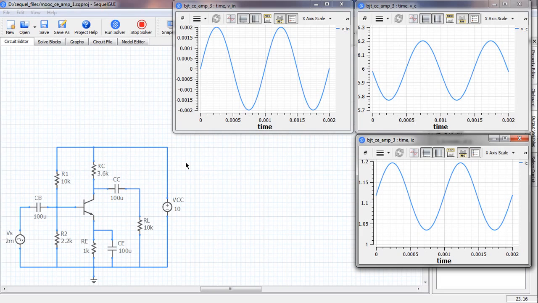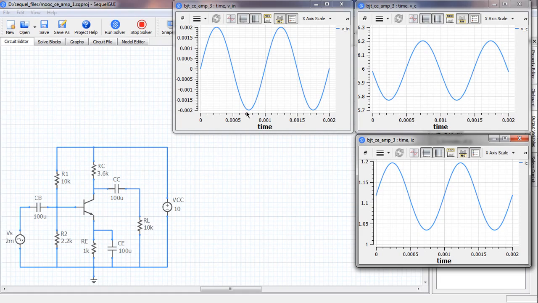Here are the simulation results. This graph is the input voltage Vs here, which has an amplitude of 2 millivolts as mentioned here, and we are showing 2 cycles, which means 2 milliseconds, since our frequency is 1 kilohertz. So that is 1 millisecond and that is 2 milliseconds. This time is in seconds, so that is 2 milliseconds. And the input voltage is going from 0 to 0.002, that is 2 millivolts, and then going down to minus 0.002. So it's varying between minus 2 millivolts and plus 2 millivolts.